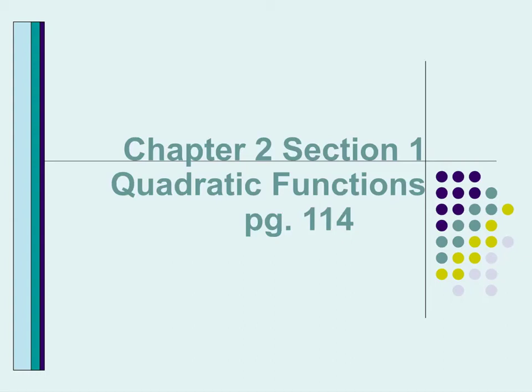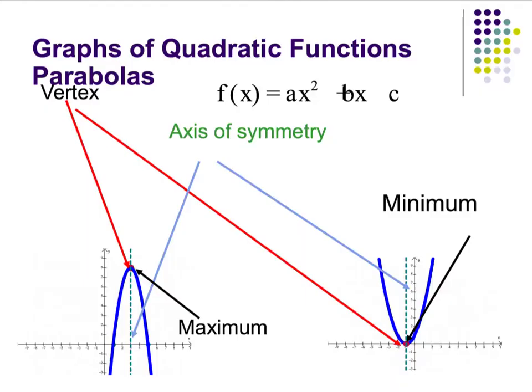Alright, in this section we're going to talk about quadratic functions. The graphs of our quadratic functions, our parabolas: the axis of symmetry is going to be wherever the vertex is located. It's going to be x equals that value. If the parabola opens down, we say that's a maximum value. If the parabola opens up, then we have a minimum value.